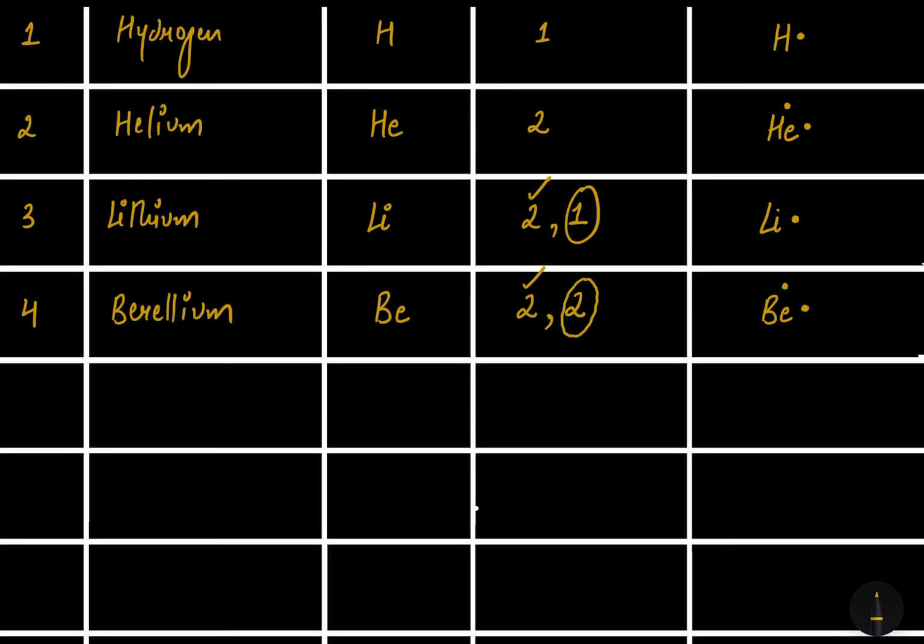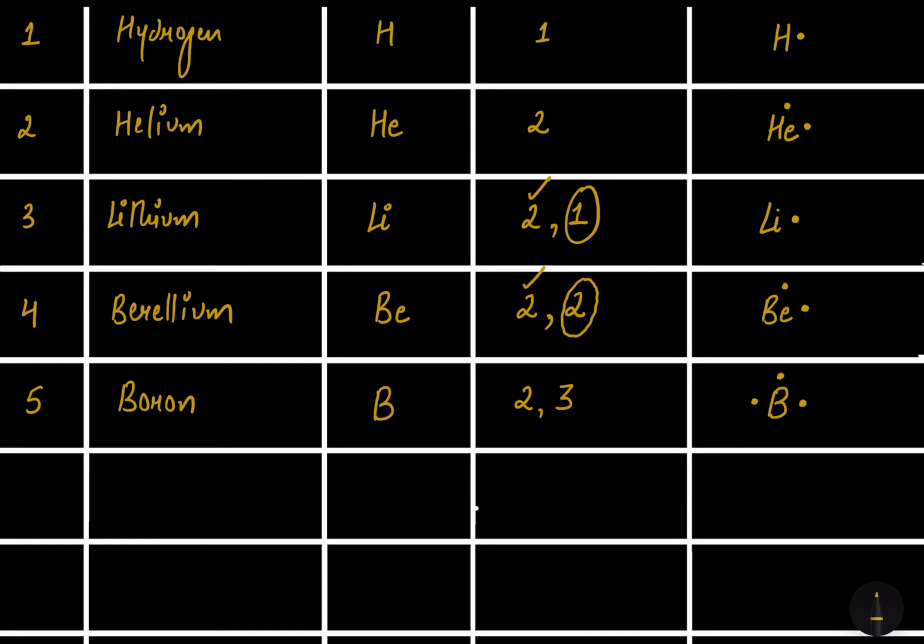Now let's talk about atomic number 5. It's boron. The symbol for boron is capital B only. The configuration for atomic number 5 comes out to be 2, 3. Here we have 2 shells. In the first shell we have 2 electrons. In the second shell, that is the outermost shell, we have a total of 3 electrons. So for boron we have a total of 3 electrons in the outermost or valence shell.